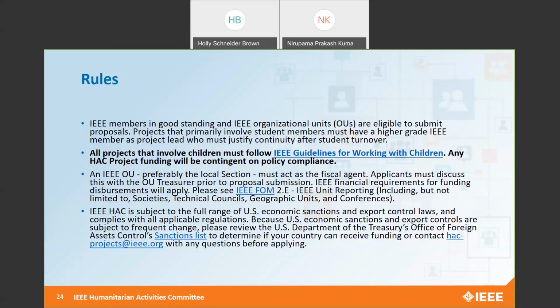Next slide, Holly, or is that the last slide? Oh, wait, and just the note about the student members in the first bullet. Right. We've had in the past some issues where we've given funding to projects that are completely student member based, and of course had to deal with it, they weren't able to complete the projects. So if there are student members, we require a higher grade IEEE member to be the project lead so that there's continuity. If the students graduate from the university, they go take a job, then we don't want the project to suffer. Thank you, Holly.